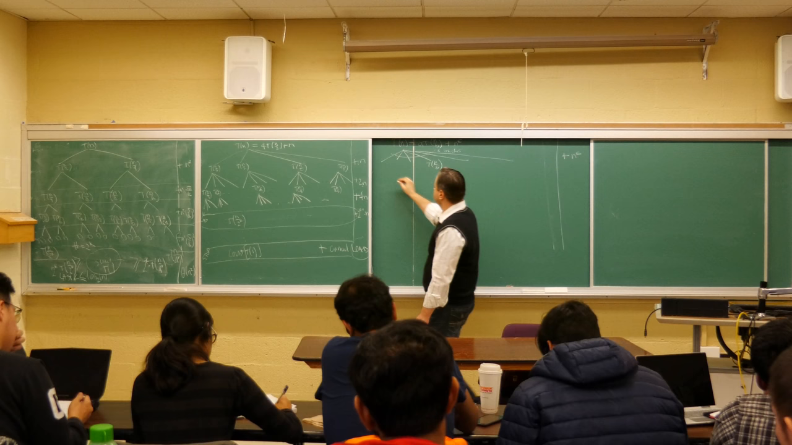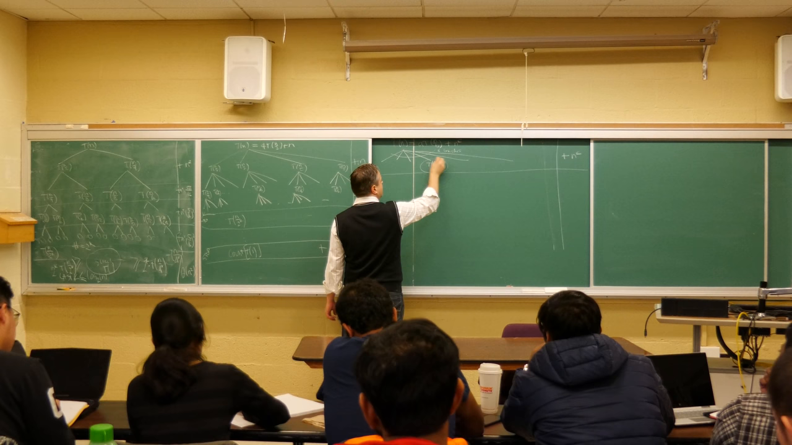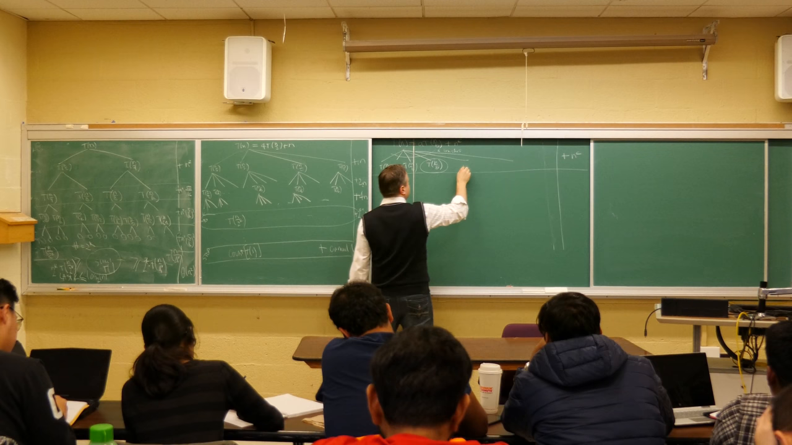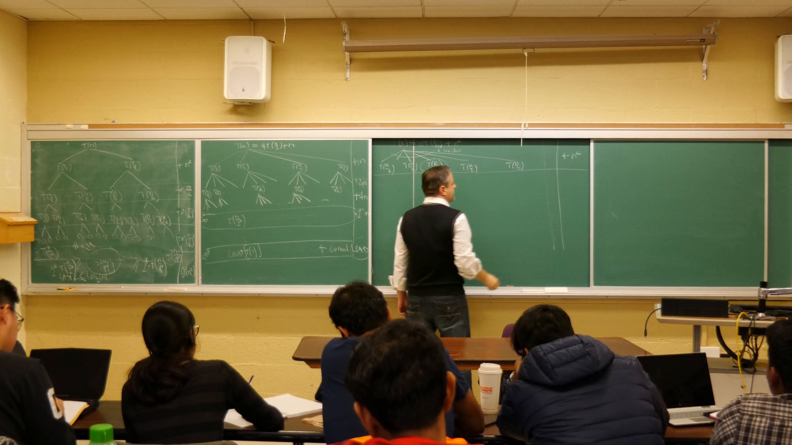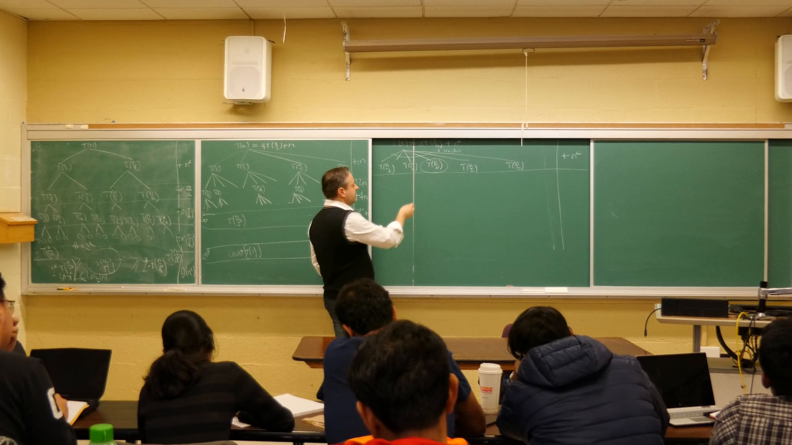So what happens if I do it again? If I start decomposing any one of these, so this is T of n by b, of course. Now, when I say do the second round, I'm going to decompose one of those into how many branches? Again, a branches, all of them are going to be a branches.